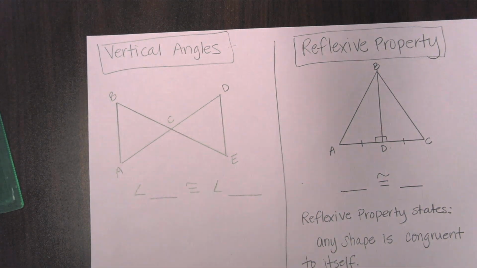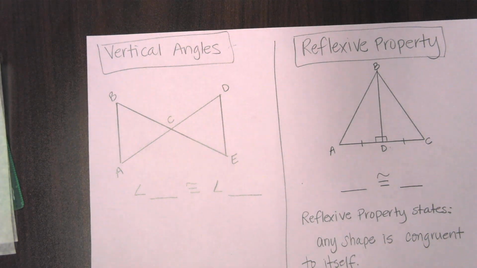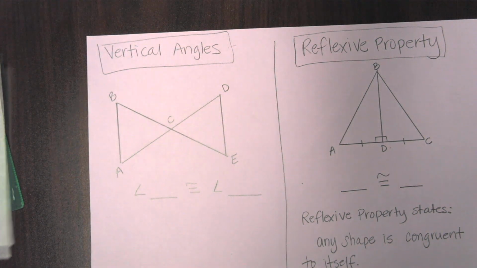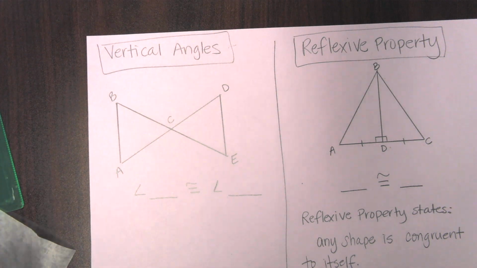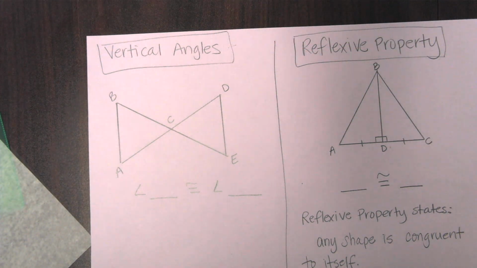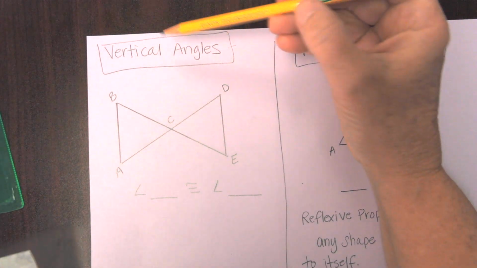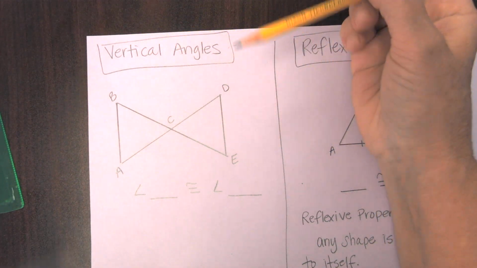Today we're going to look at a couple of properties that help us determine if triangles are congruent. There are a few vocabulary words that I want to remind you about. Our first one is vertical angles, and I'm going to use what we learned about transformations in geometry to help us prove congruent angles by virtue of vertical angles.